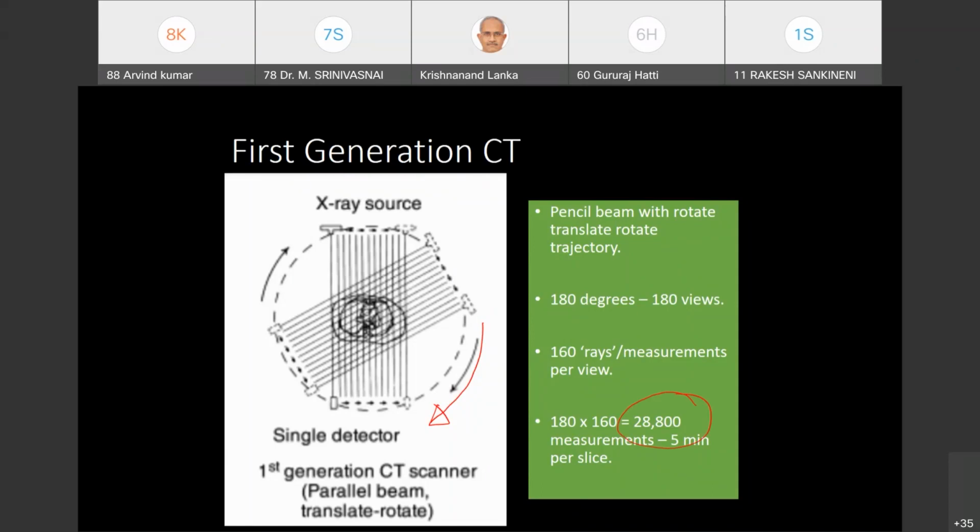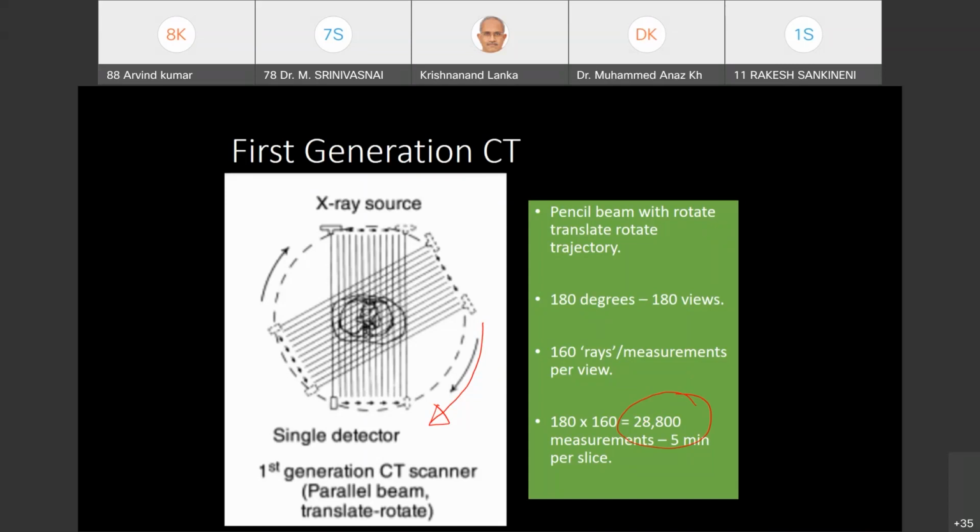So, say for example, this gives 28,800 measurements, with 5 mm per slice. This is how they got the image. In fact, when Hounsfield first generated his image, he used around 28,800 measurements.